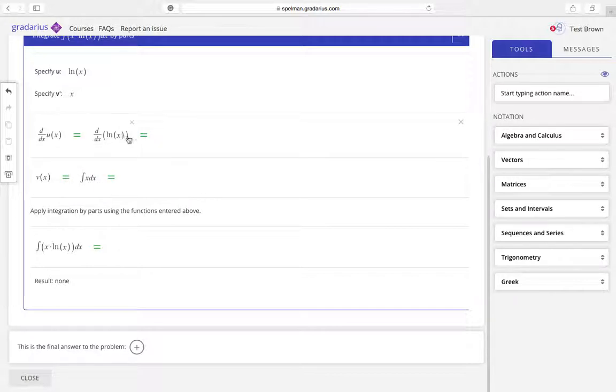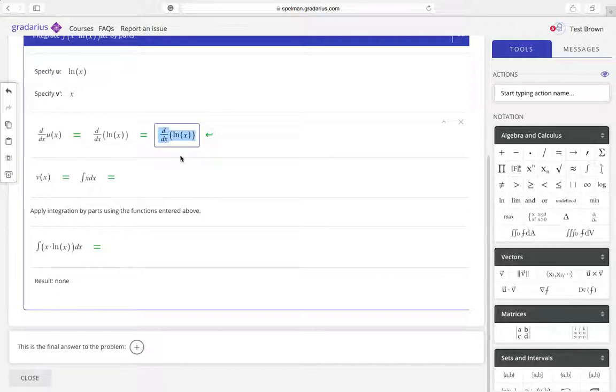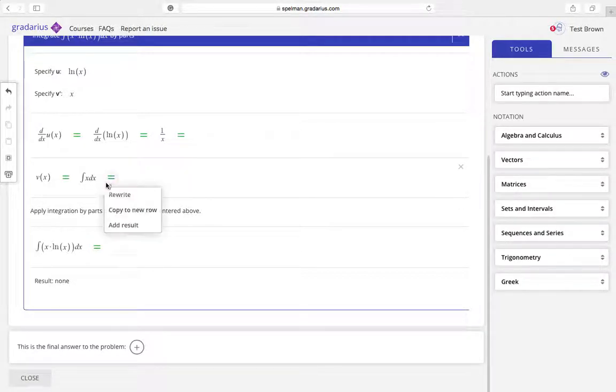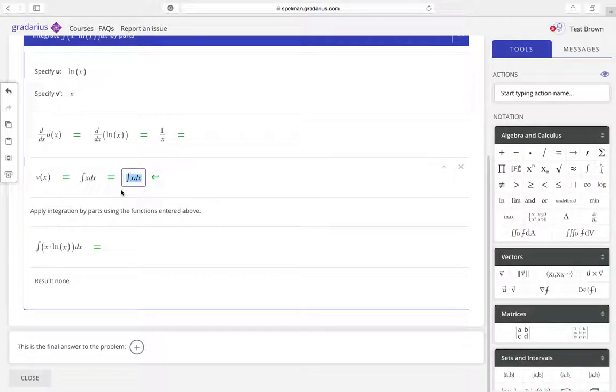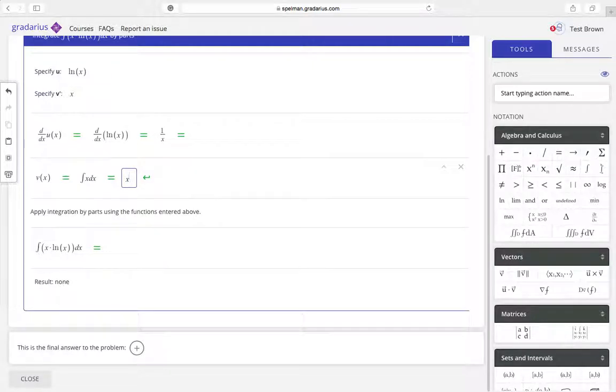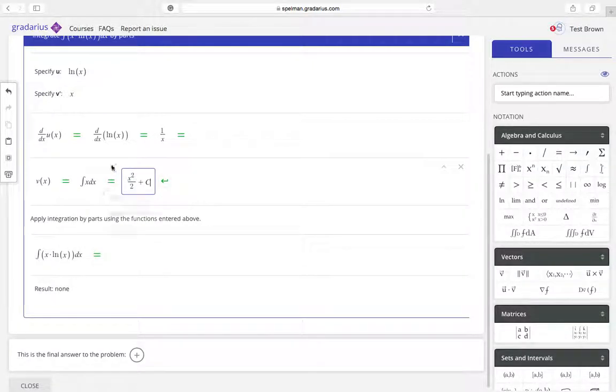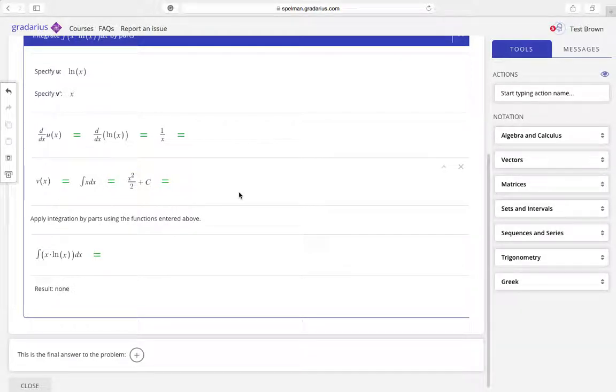So your du, although you have to solve it. So it says, well, du of x is the derivative of natural log of x. Well, we already know the derivative of natural log of x is 1 over x, right? So again, what I mean is this dx is still over here. In our notes, we've already multiplied it to the other side, so it's 1 over x dx. So it's the same thing, just formatted a little differently, okay? And then the integral of x is going to be x squared over 2. And then here, don't forget your plus c, because this is just the antiderivative and not the definite integral. And so here it says apply integration by parts using the functions entered above.